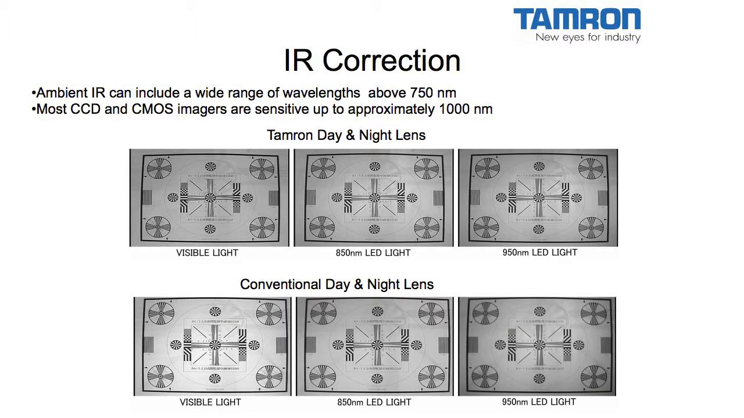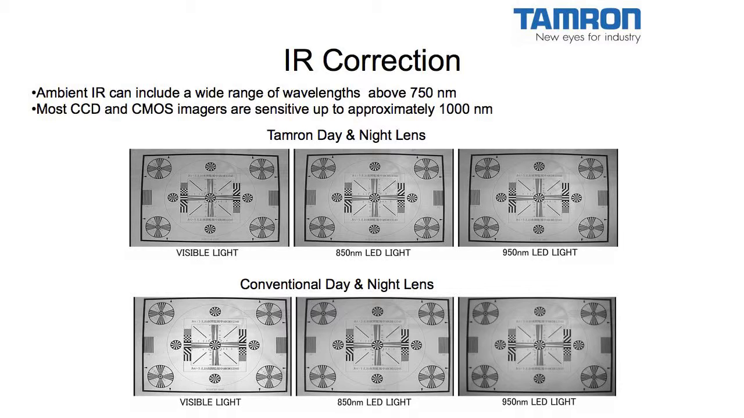An IR-corrected lens must correct focus shift across a wide range of infrared wavelengths. Ambient infrared illumination can include wavelengths well above 750 nanometers, and most imagers are sensitive up to 1,000 nanometers. This means that an IR-corrected lens must be able to correct focus shift for infrared wavelengths between 750 nanometers and 1,000 nanometers in order to produce a clear picture in infrared.